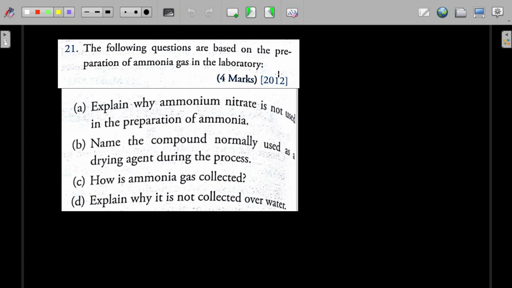Following questions are based on the preparation of ammonia gas in the lab. Explain why ammonium nitrate is not used in the preparation. Who will know the answer? Please raise your hand. Yes, Manishika. Well, ammonium nitrate is not used because it's explosive in nature. Okay, and one more point: it decomposes explosively on heating.